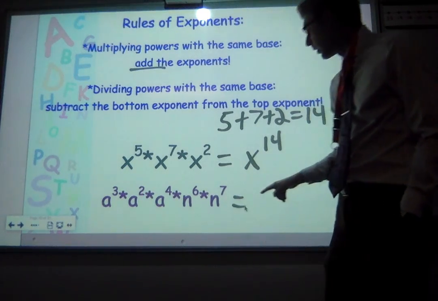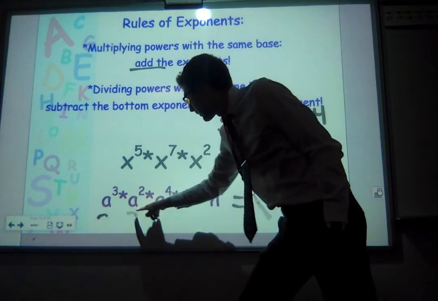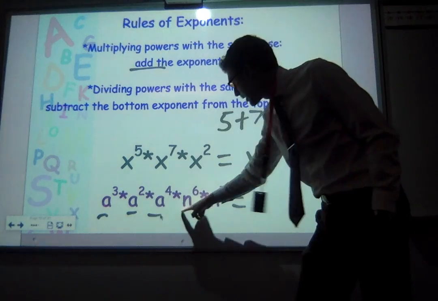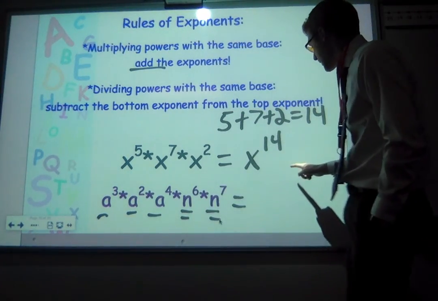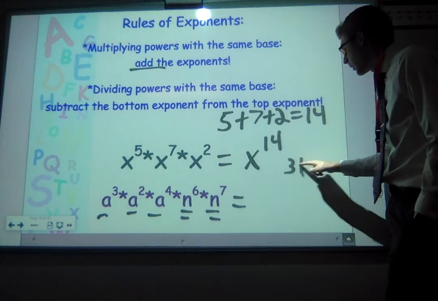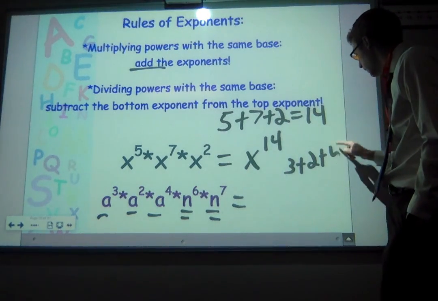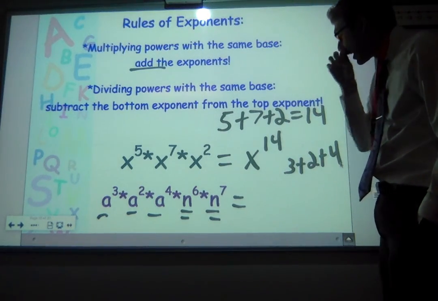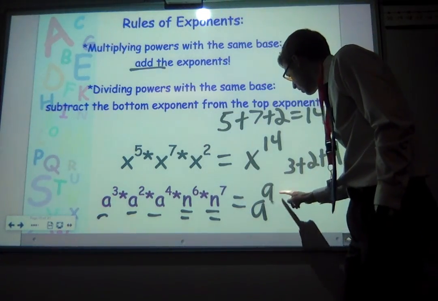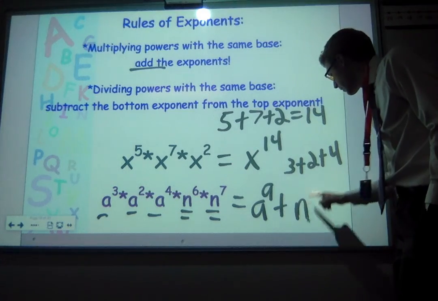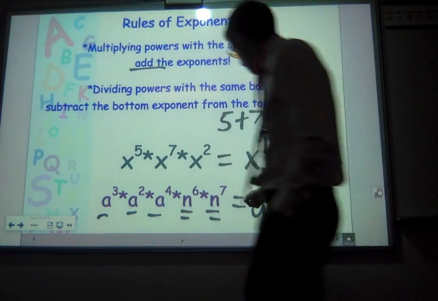Here, very careful, we have a as a base, but we also have n as a base. So therefore what we need to do is let's add up the exponents for a. So we have 3 plus 2 plus 4. That's going to give us 9. And then 6 plus 7 is going to give us 13. So therefore we have a to the 9 plus n to the 13. So that's going to be our final answer.